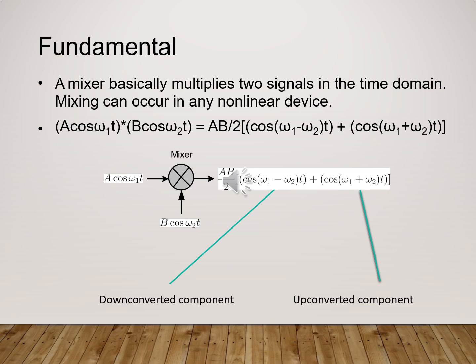Mixing can occur in any nonlinear device such as a diode or transistor, and as you see in the equations in the slide, we have up-converted components or down-converted components. We can choose one of them by using a suitable filter.